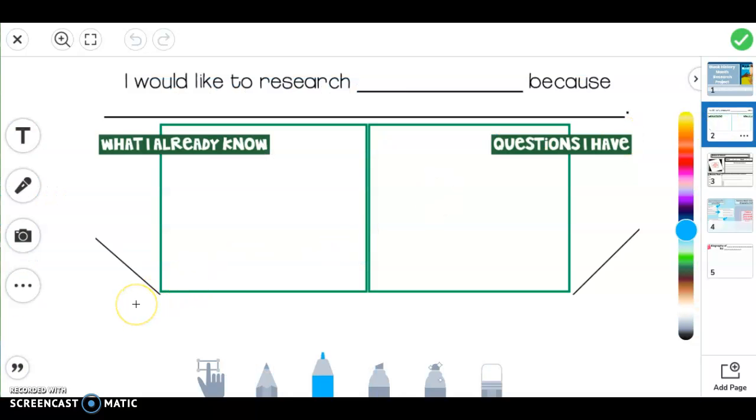On slide 2, you will choose who you are going to research. Research means you are going to find out facts and interesting information about this person. When you are writing about a person and their life, that is called a biography. So for slide 2, you will choose who you are going to write about and tell me why. In the first green box, you will explain what you already know about this person, and in the second green box, you will ask questions that you have about this person.